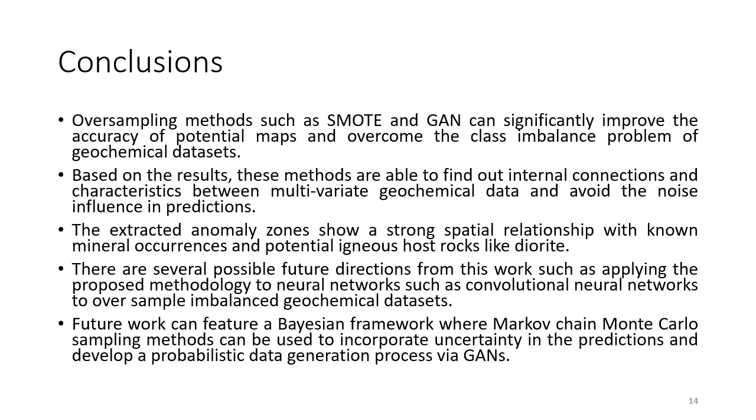There are several possible future directions from this work, such as applying the proposed methodology to neural networks, such as convolutional neural networks, to oversample imbalanced geochemical datasets. Future work can also feature a Bayesian framework where Markov chain Monte Carlo sampling methods can be used to incorporate uncertainty in the predictions and develop a probabilistic data generation process via GANs.